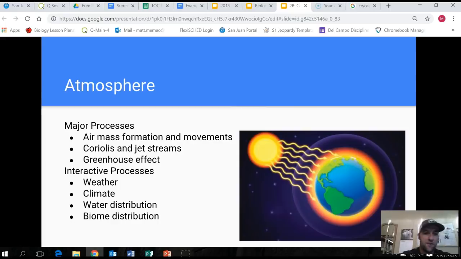All right, when we talk about the atmosphere, again, we're talking about those different layers and the gases found within them, in the atmosphere of Earth. Okay.